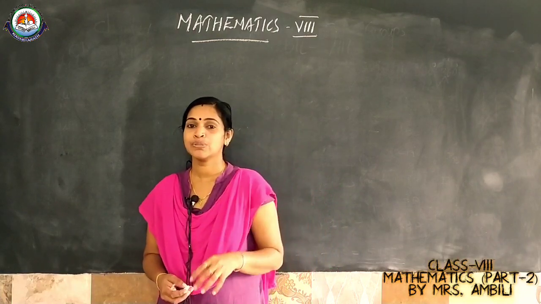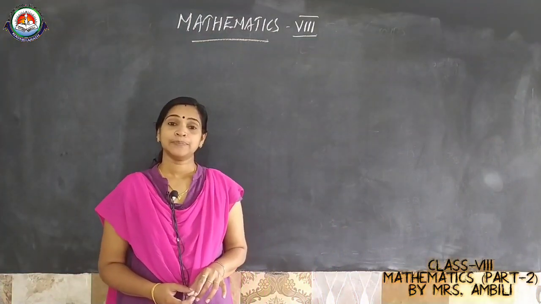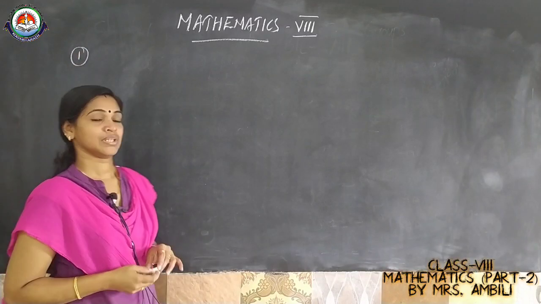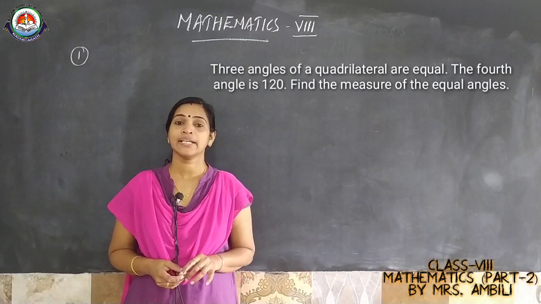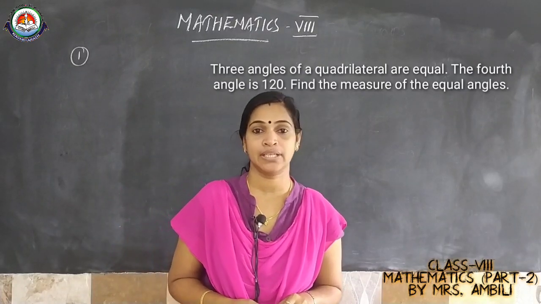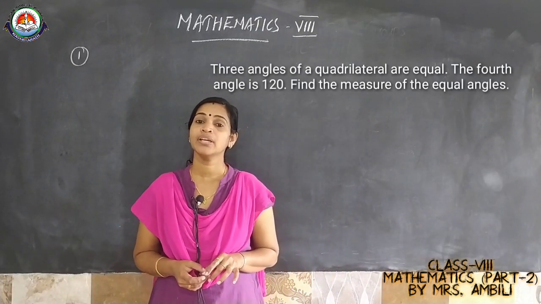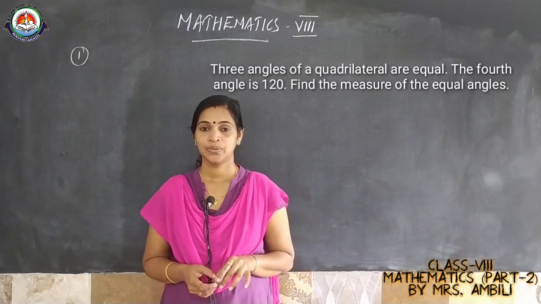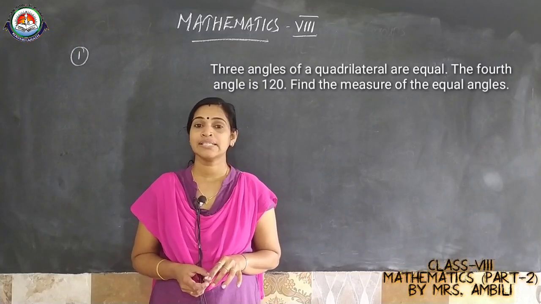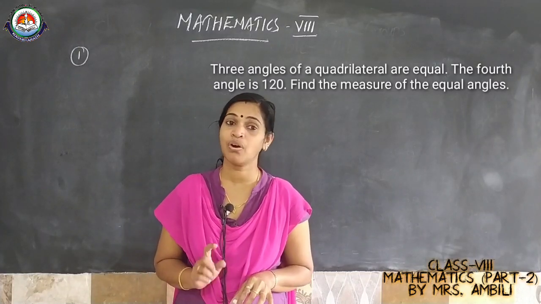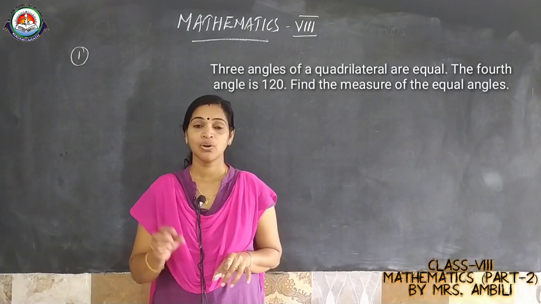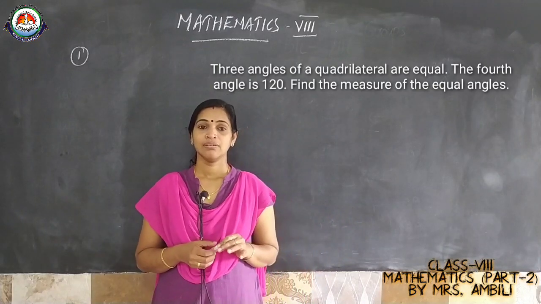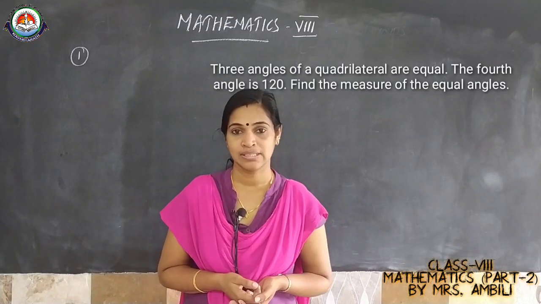So, today we can do some other problems. Write a question. Question number 1. Three angles of a quadrilateral are equal in measure. The fourth angle is 120 degrees. All other angles are equal. My question is, what are the measures of the other angles?